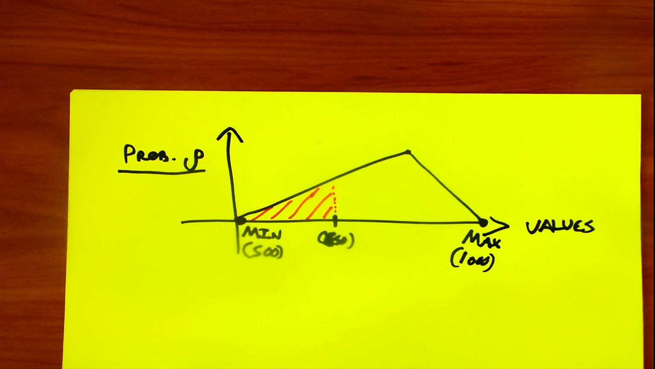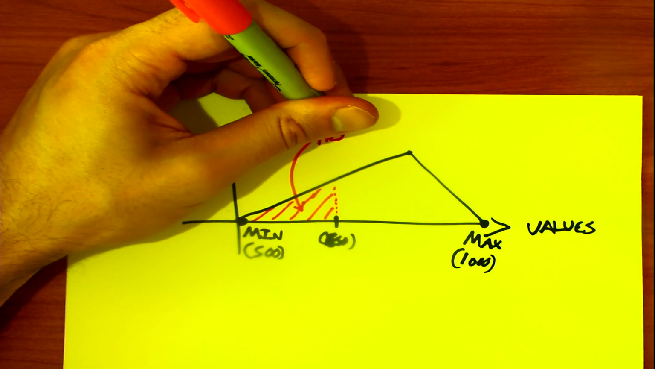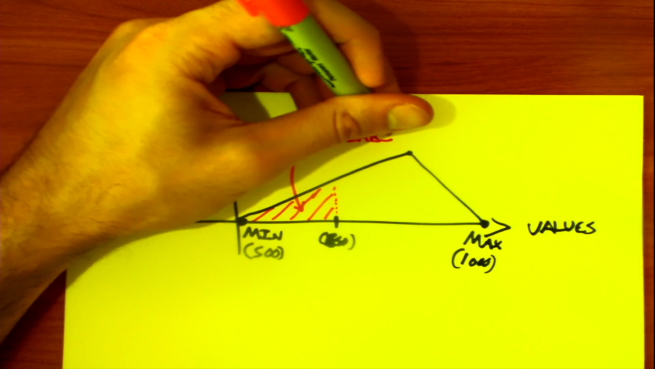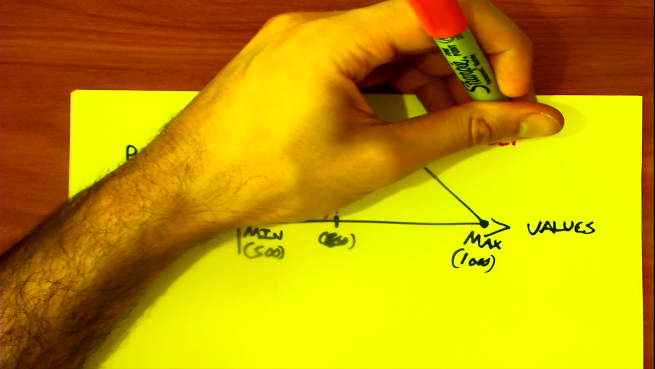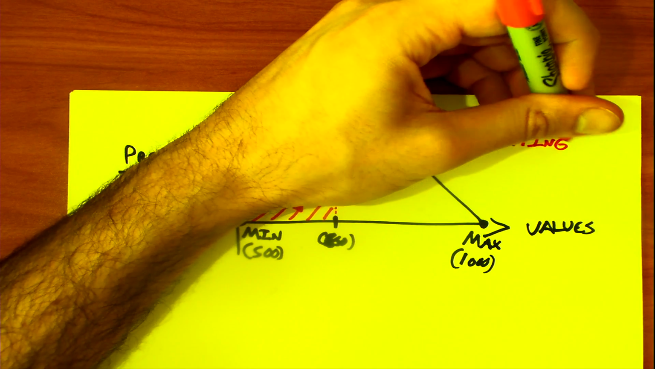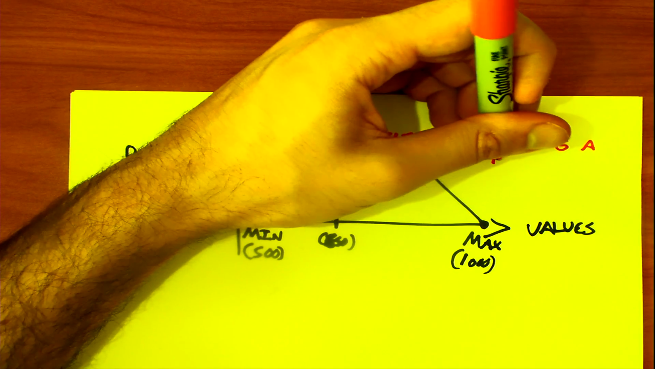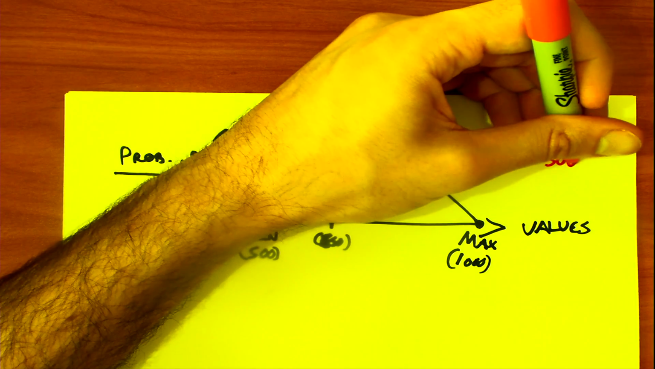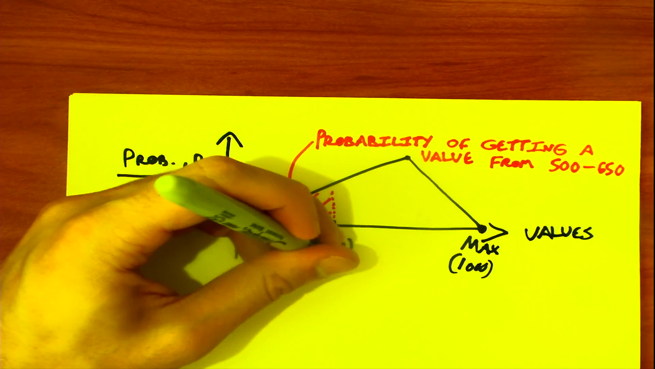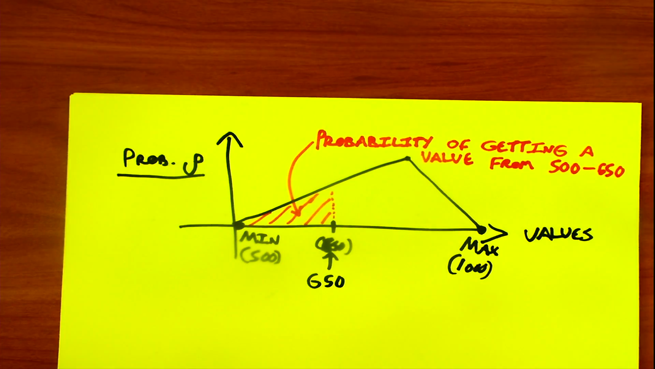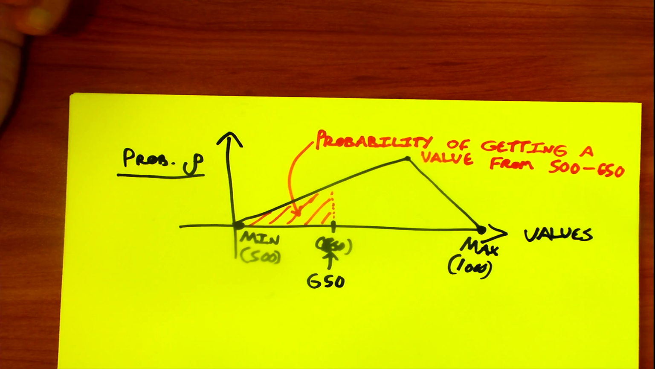That area would correspond to the probability of getting a value from, in this case, 500 to 650. That is 650, I promise. So area corresponds to probability.